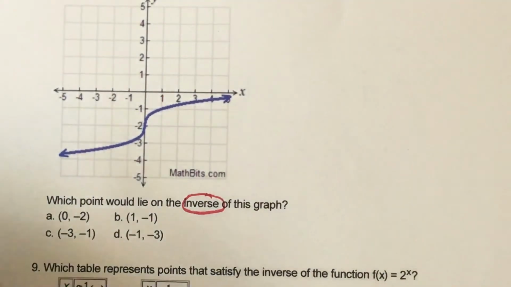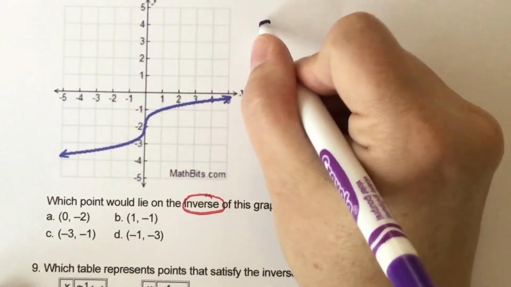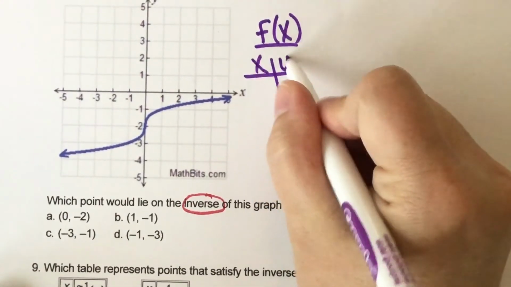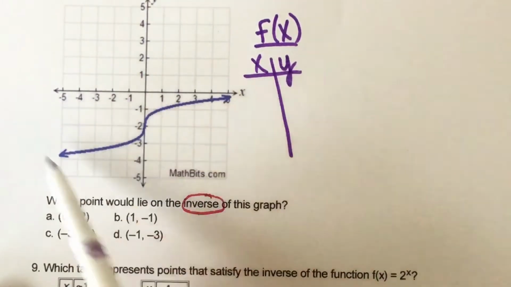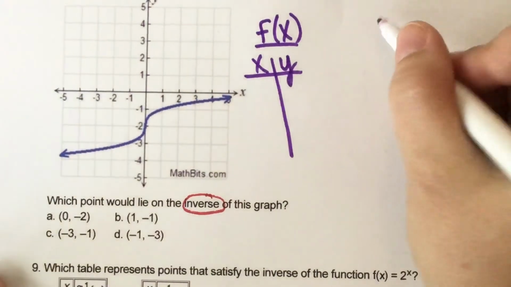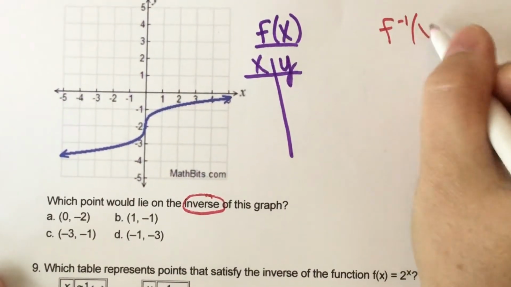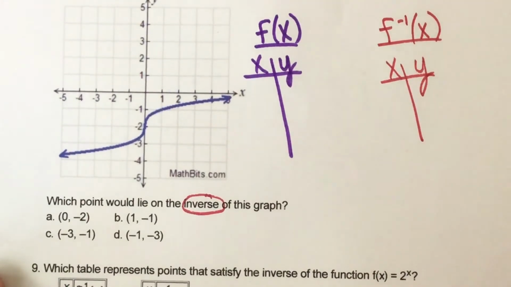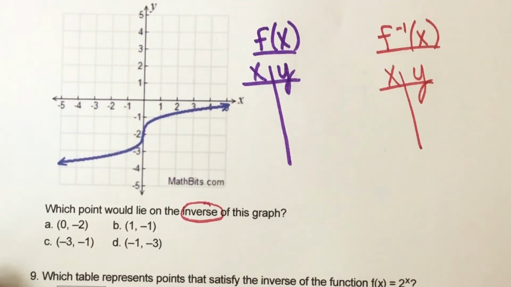All right, so I'm going to do what I've done on the last couple problems. I'm going to make a table for the original function, just by looking at this original function's graph. Then I'm going to flippity floppity, and I'm going to get the table for the inverse. Okay, and there are other ways of doing this, of course.